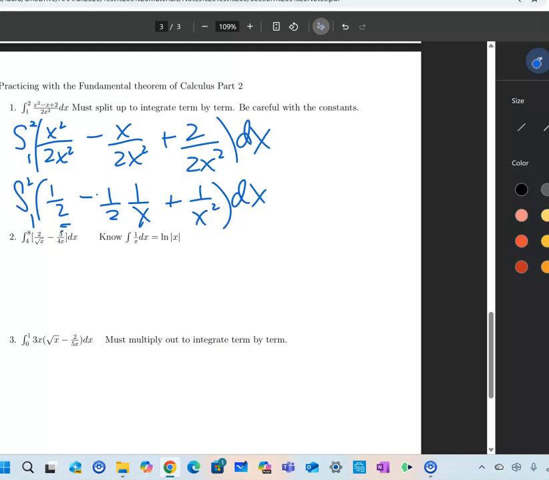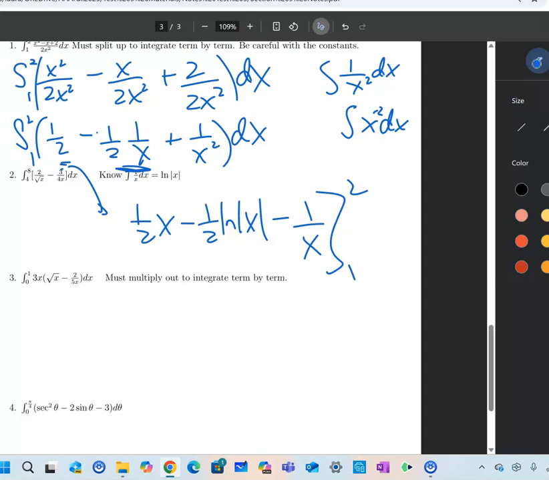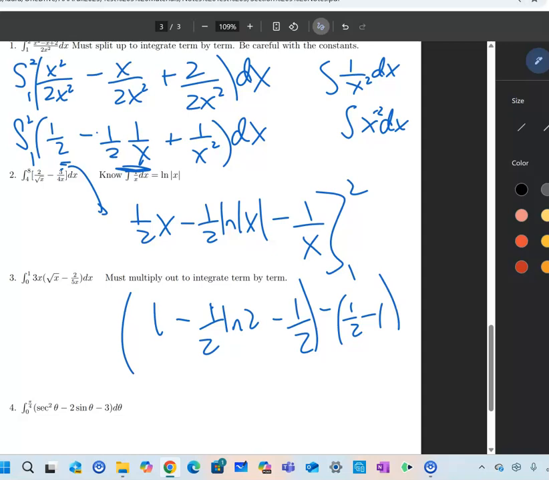Okay, antiderivative of a number, that gives me 1/2 x. Here, this gives me minus 1/2 ln of absolute value of x. And perhaps I could have rewritten this, right, to take the antiderivative of this. I could have written it like this, so I get negative 1 over x. So 1 to 2, and then I go plug the numbers in. So that would give me 1 minus 1/2 ln of 2 minus 1/2. And then subtract 1/2, and then ln of 1 you know is 0 minus 1.